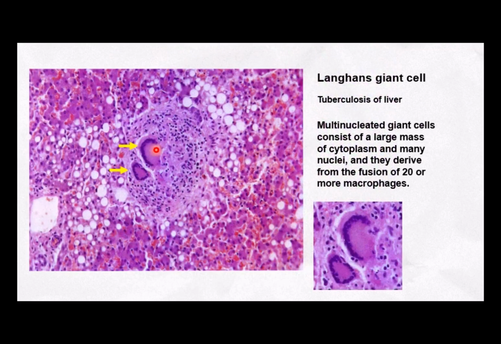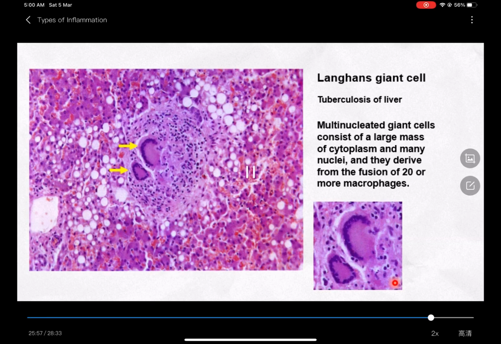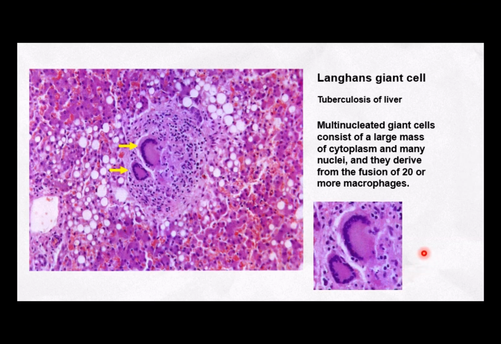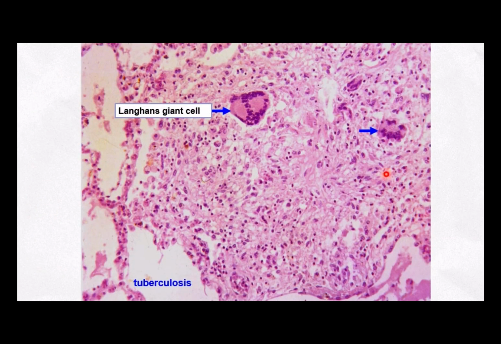The two cells are Langhans cells. They derive from the fusion of multiple activated macrophages. Langhans cells have a large cell body and multiple nuclei. The nuclei are arranged in a garland or horseshoe form or assembled together, and quite resemble those of epithelioid cells. The cytoplasm is red stained and abundant. The picture shows tuberculosis of lung. The two cells are Langhans cells.